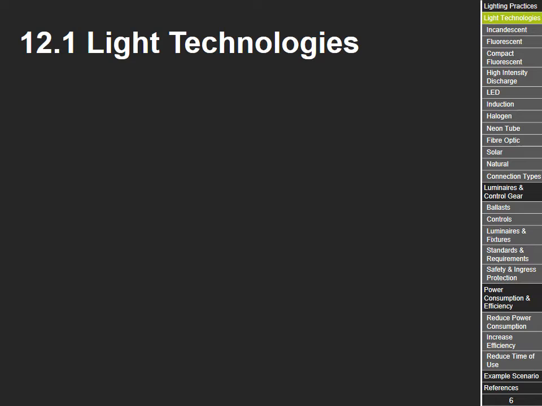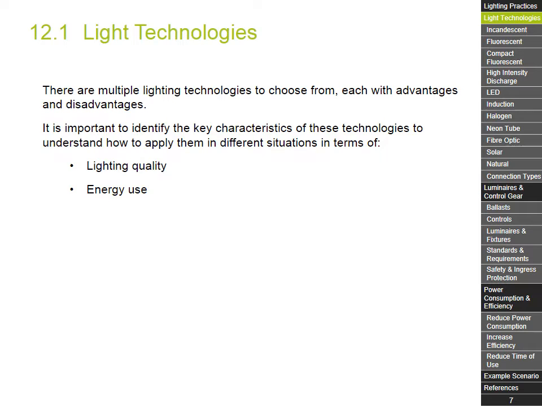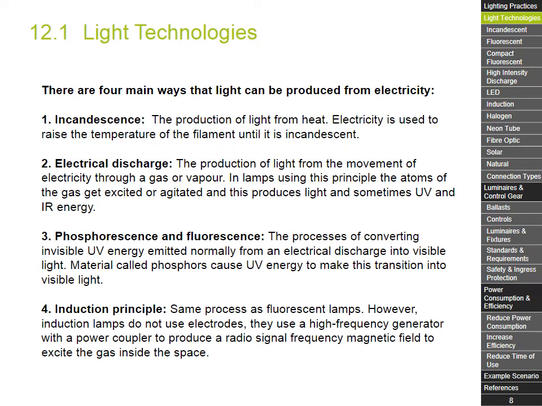Light technologies. First, we'll look at current lighting technologies, including types of lamps and control methods, as well as the advantages and disadvantages of each technology. It is important to identify the key characteristics of these technologies in terms of lighting quality and energy use in order to understand how to apply them in different situations. A lamp is any equipment which produces light. In lamps, there are four main ways that light can be produced from electricity.